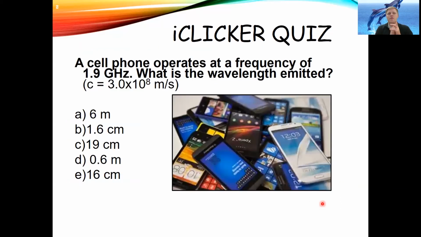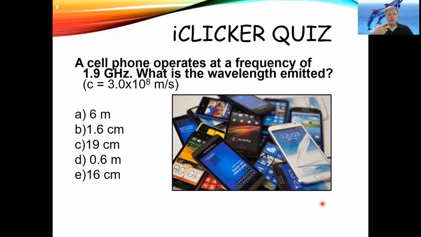Let me give you a calculation, and I want you to work this one out on your own. So a cell phone operates at a frequency of 1.9 gigahertz. What is the wavelength emitted? So you need to think about what equation you need to use here, and then you need to solve the problem. So go ahead and pause the video and do that.